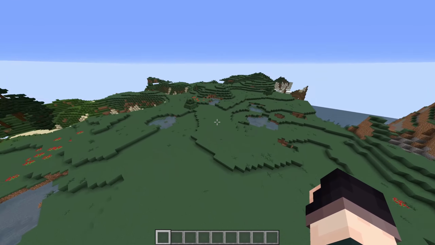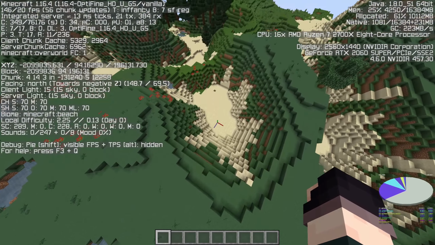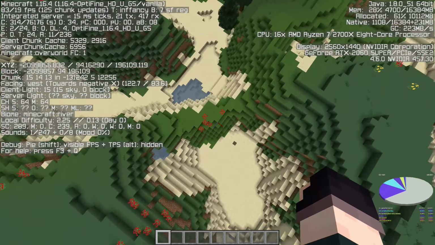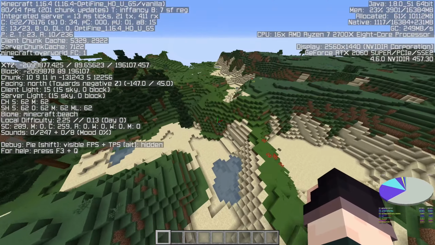I find it really odd that you get things like trees, poppies, and dandelions spawning in ocean biomes. Is that like a beach? Yeah, look, it's a beach. And then the river is like a little hill in between the beaches. Oh, this is so odd.